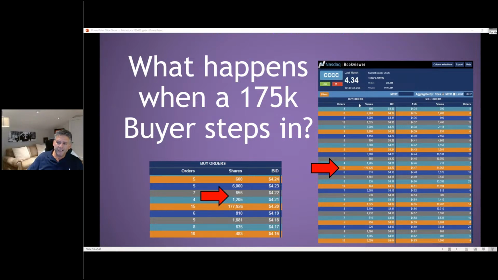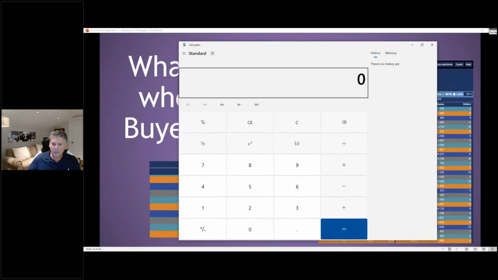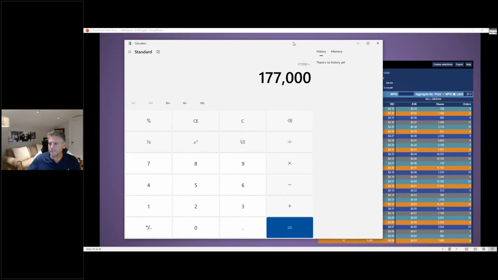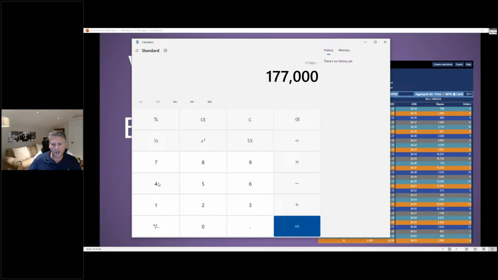Look at the buyers right here. 400, 200, 1,000, 1,000, 1,000. Wow, 177,000? You know what? I want to figure out how much money that is. 177,000 times $4. Let's just use $4, right? $4.50. So you're talking almost $1 million worth of stock right there is looking to be bought.